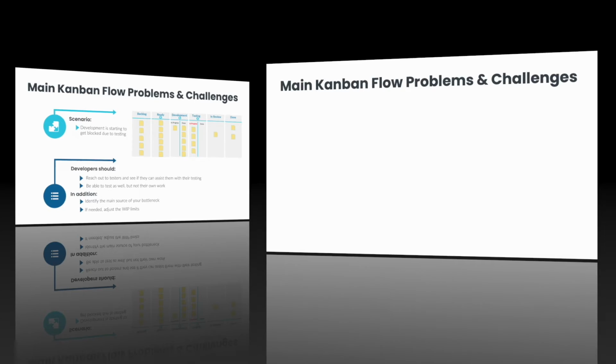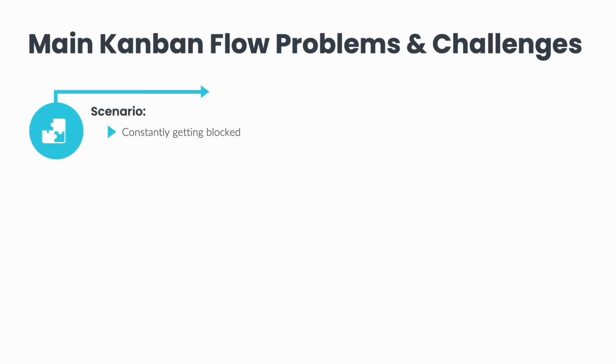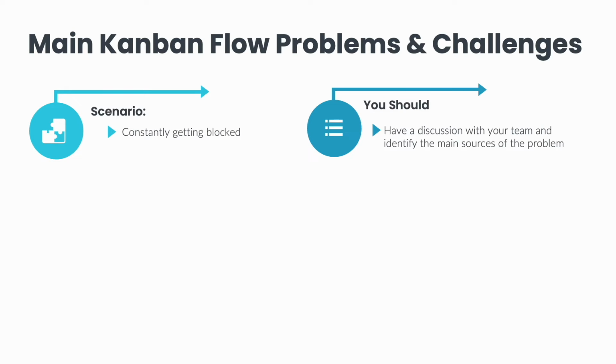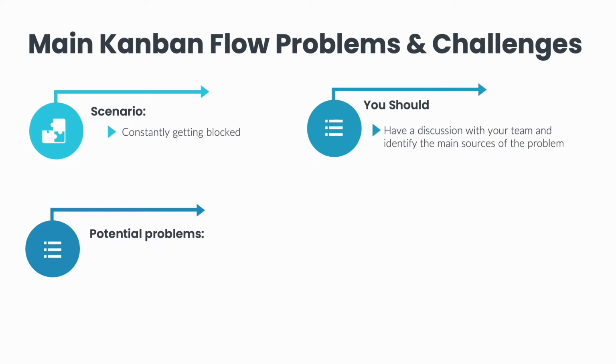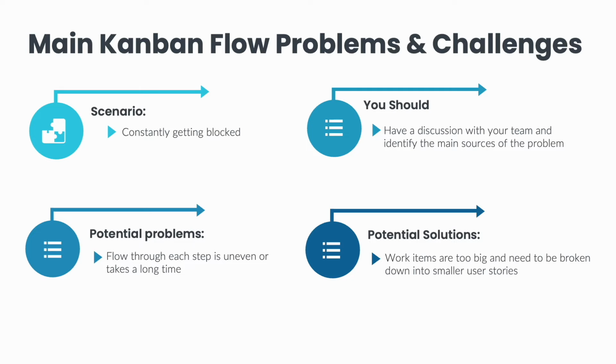Another common challenge could be constantly getting blocked. If your team or work items seem to find themselves blocked a lot, you should have a discussion with your team and identify the main sources of the problem. For example, if your flow through each step is uneven or takes a long time, it could be that your work items are too big and need to be broken down into smaller user stories. This should be done during a refinement session with your team and before the cards get into your ready column.